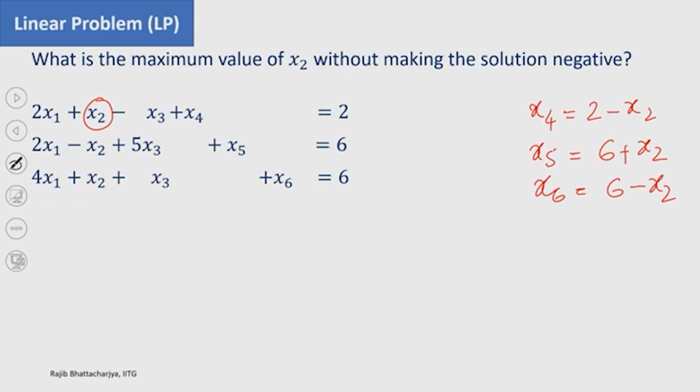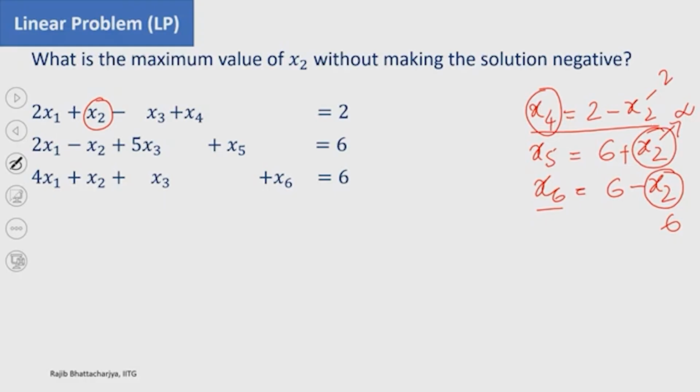Now if I consider the first equation, what is the maximum value of x 2? I can go up to 2. In that case x 4 will not be negative. That is the maximum value. Now, in this other case I can go up to infinity, and x 5 will never be negative. So, I can say this is unbounded. And in the third equation, the maximum value of x 2 is 6. In that case x 6 will not be negative.